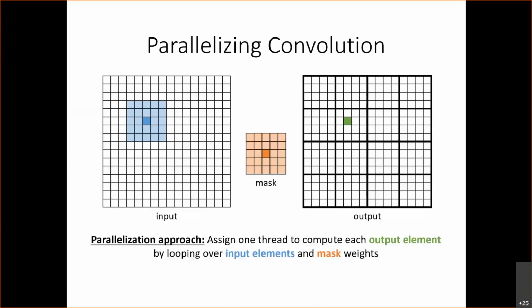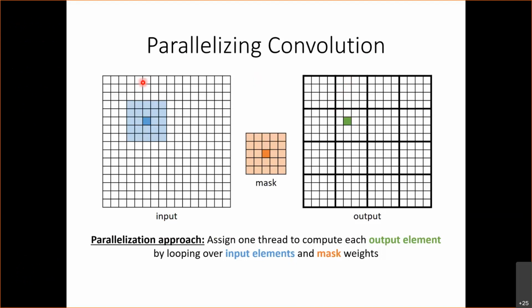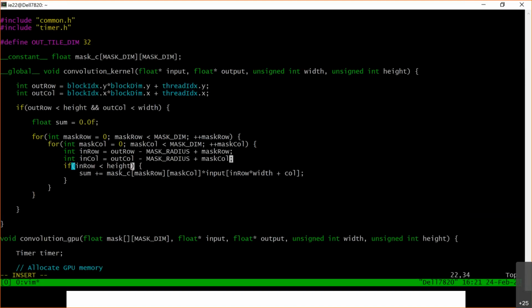Sorry, I was referring to the column. So it could be the case that this element is all the way down here. So I need to make sure that my n row is less than the height. That's what I'm doing here. But it could also be the case that this output element is all the way over here. So I need to make sure that my n row is greater than or equal to 0. Okay, so n row is less than height, and n row is greater than or equal to 0. Okay, and the same thing for the column. I need to check that n column is less than width, and n column is greater than or equal to 0.